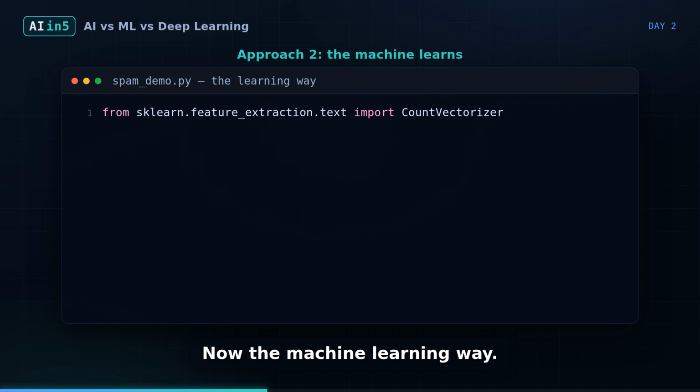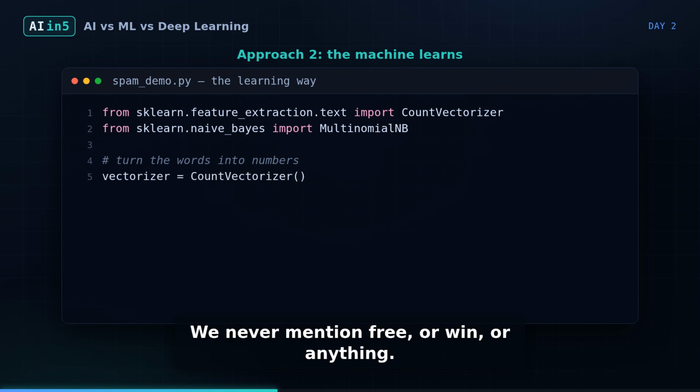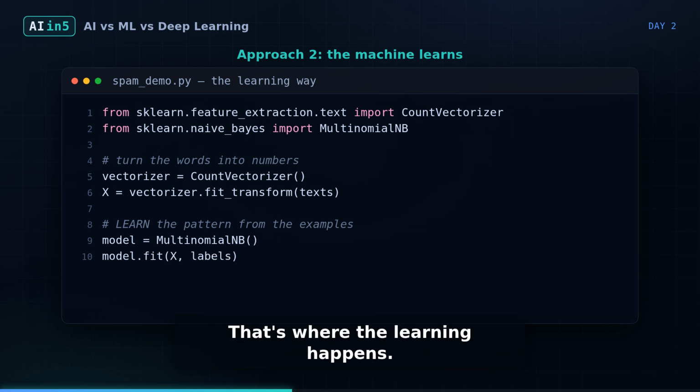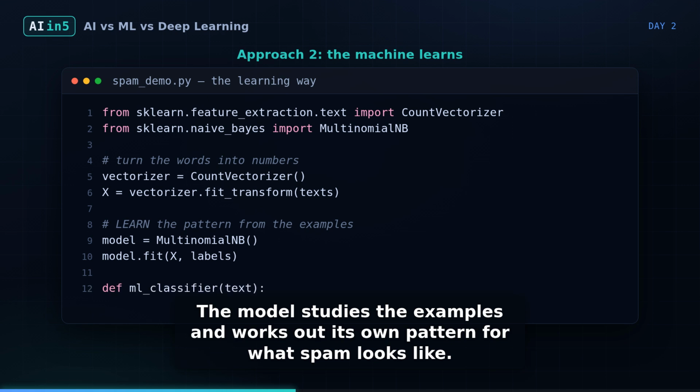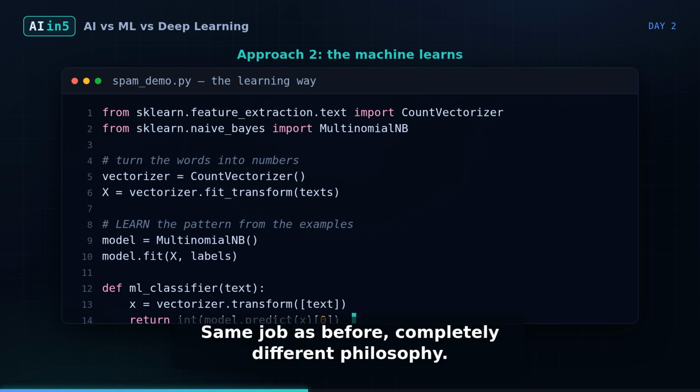Now the machine learning way. Notice something huge. Nowhere in here do we write any rules about spam. We never mention free, or win, or anything. Instead, we turn our example messages into numbers. Then we hand those examples and their labels to a model and call one magic line, model.fit. That's where the learning happens. The model studies the examples and works out its own pattern for what spam looks like. We're not programming the answer. We're letting it learn the answer. Same job as before, completely different philosophy.